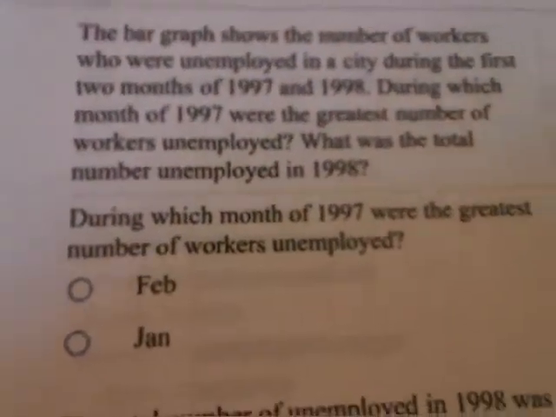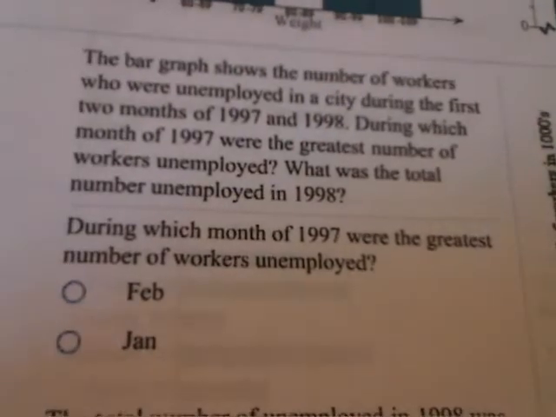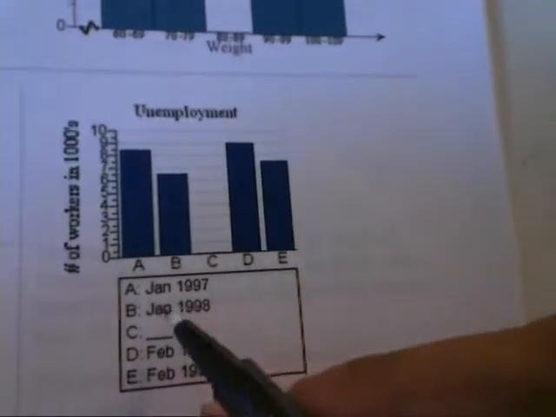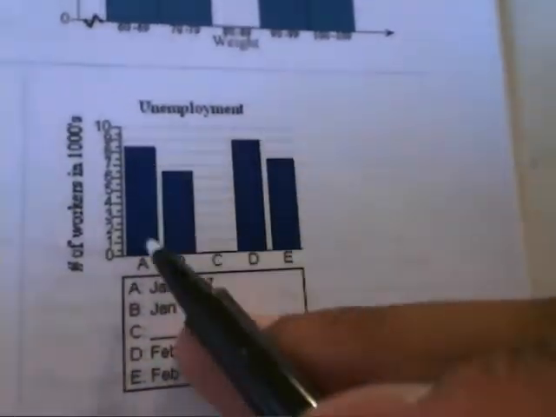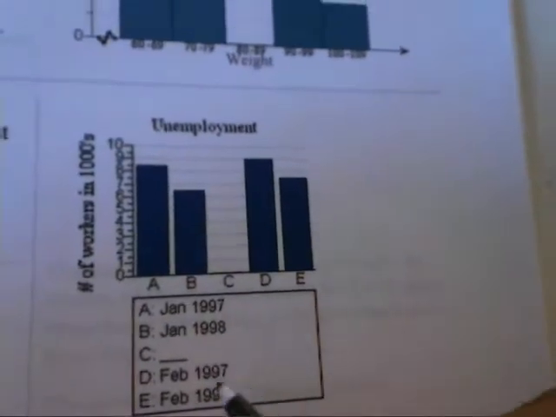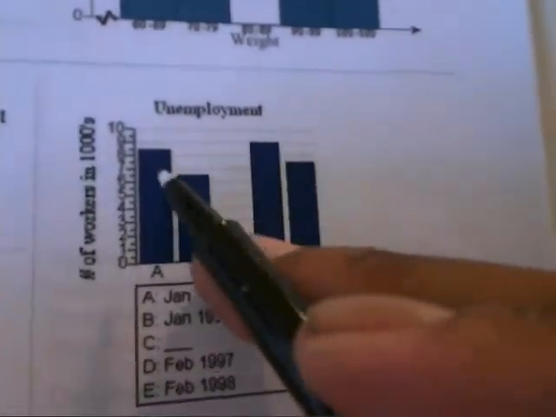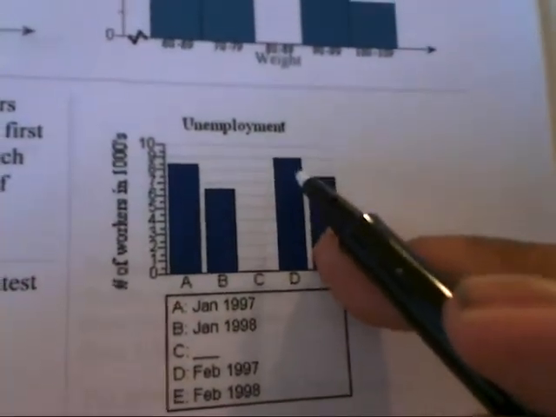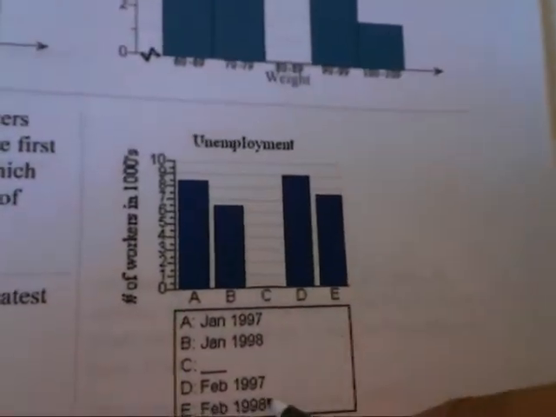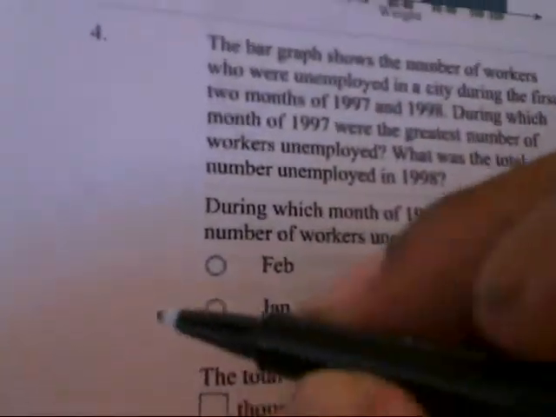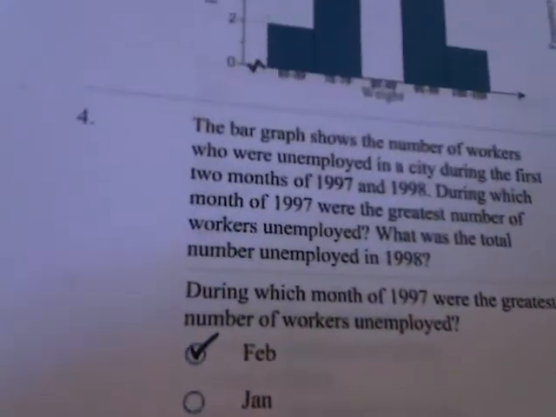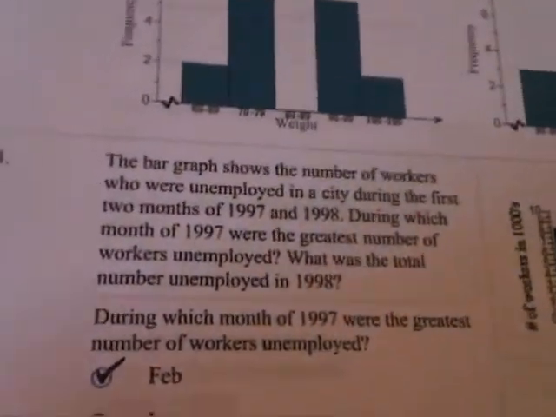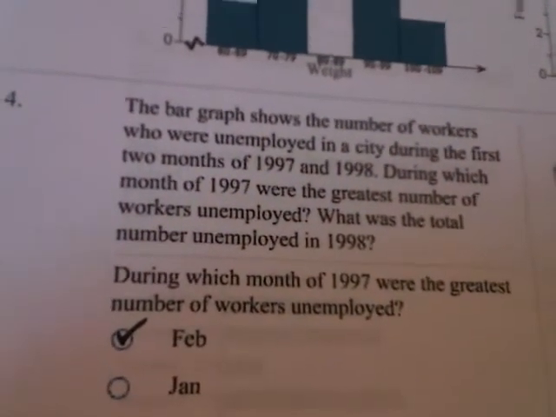Okay, let's find out during which month of 1997 were the greatest number of workers unemployed. In this case here we want to look at the bar for January of 1997, that's bar A. And then for February 1997, that's bar D. We want to look at which one of those has the greatest number of workers unemployed. And by looking at it, it would be D. And that represents February of 1997. Okay, so we'll select February, which is the month during 1997 with the greatest number of unemployed workers.